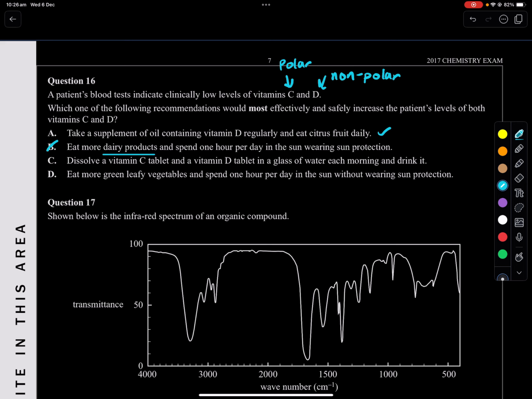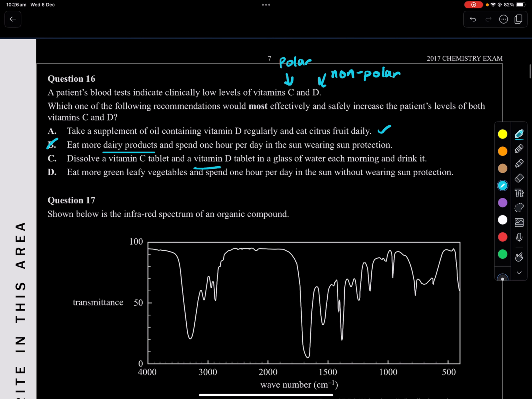C, dissolve a vitamin C tablet and vitamin D tablet in a glass of water each morning and drink it. That is true, but guess what? Vitamin D doesn't dissolve in water because it's non-polar. C is wrong. Eat more leafy green vegetables and spend 1 hour per day in the sun without wearing sun protection. Okay, now this is not safe, because not wearing protection, you will likely get cancer. It's not good for you. So A would be your possible best answer for that one.